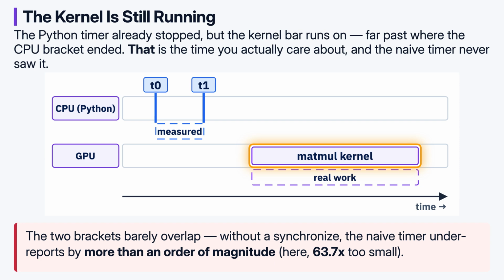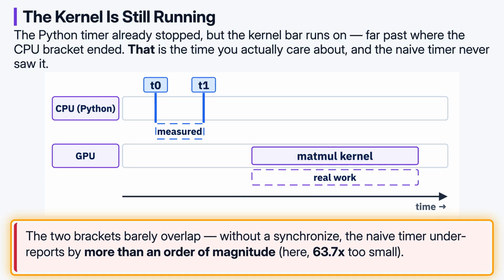The Python timer already stopped, but the kernel bar runs on. It reaches far past where the CPU bracket ended. This long bracket is the true work. It spans the whole kernel, many times wider than the measured one. The 2 brackets barely overlap. Without a synchronize, the naive timer underreports badly. Here it is 63.7 times too small.